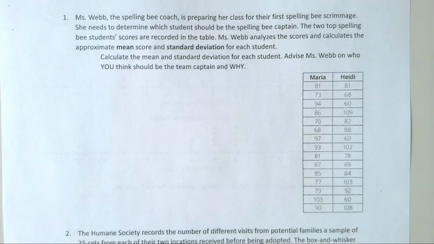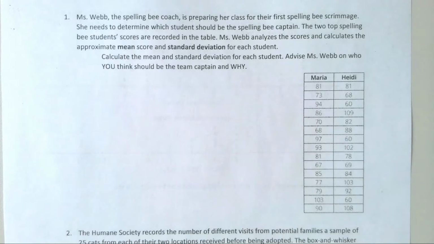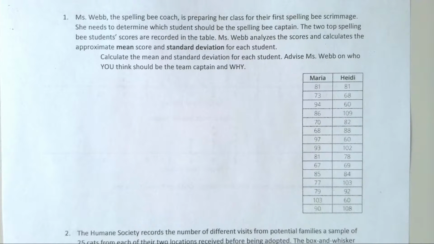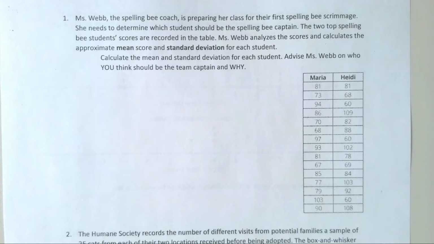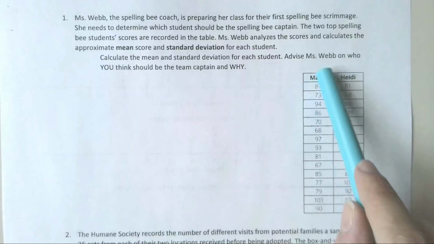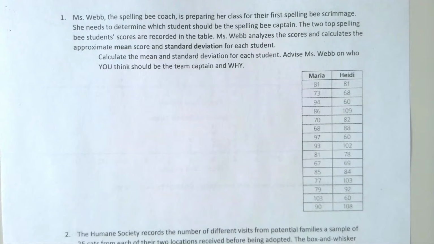Hey, today we are comparing two sets of data. So for this first problem, we have Miss Webb, the spelling bee coach, is preparing her class for their first spelling bee scrimmage. She needs to determine which student should be the spelling bee captain. The top two spelling bee student scores are recorded in the table. Miss Webb analyzes the scores and calculates the approximate mean score and standard deviation for each student.